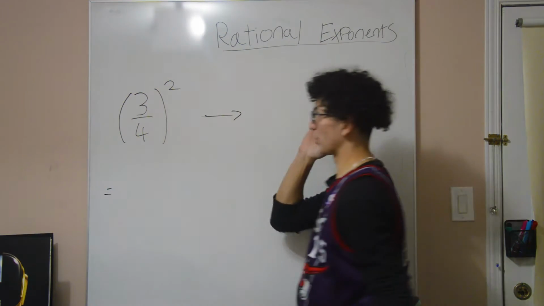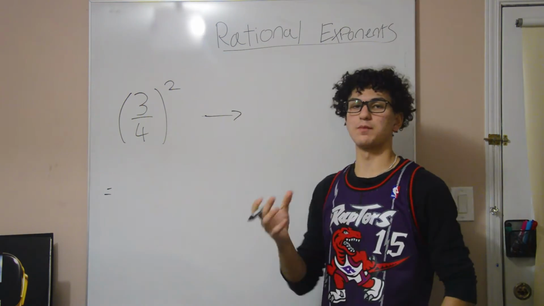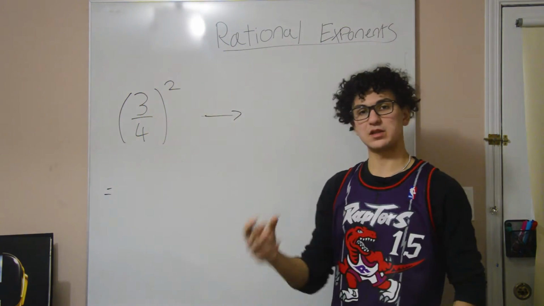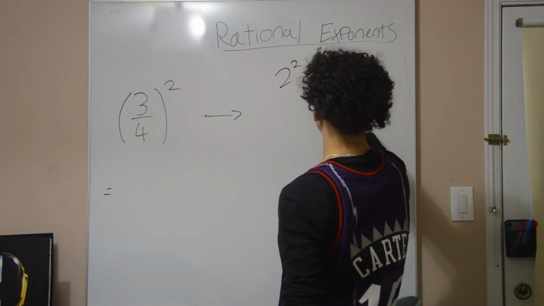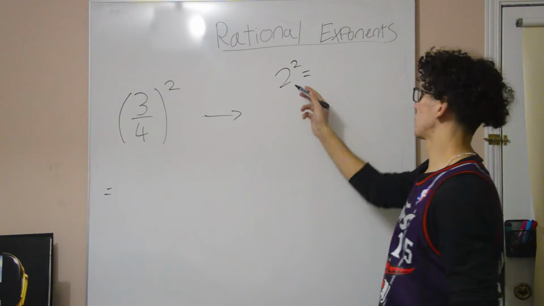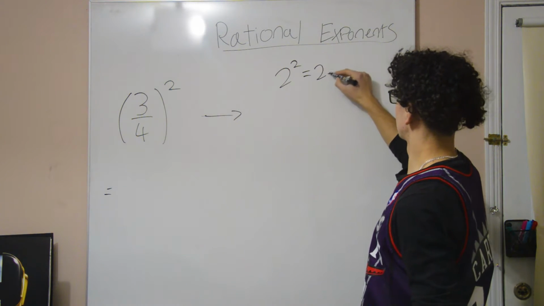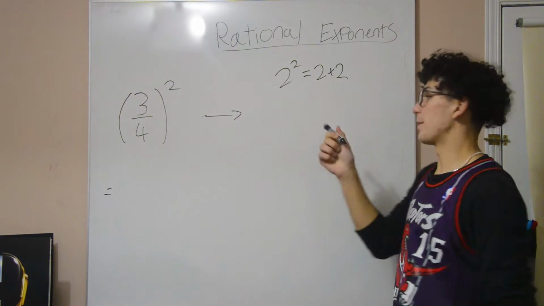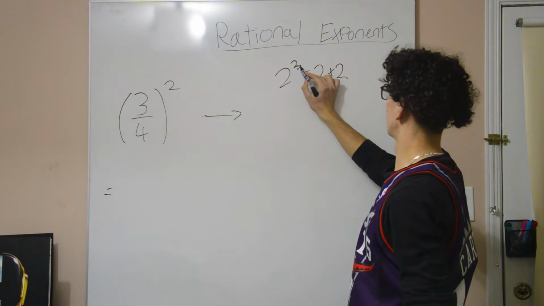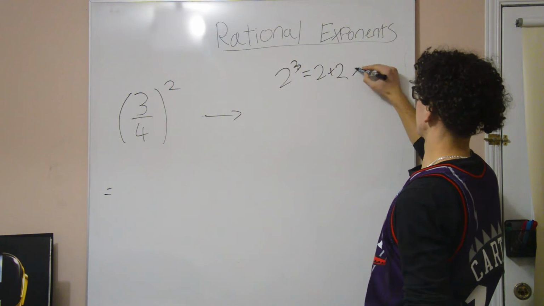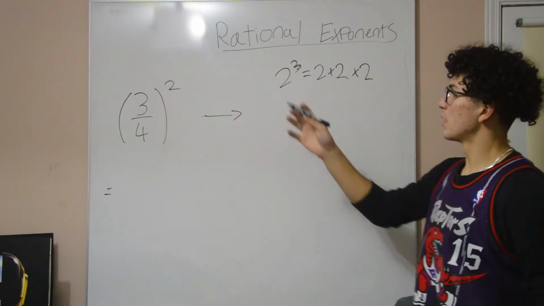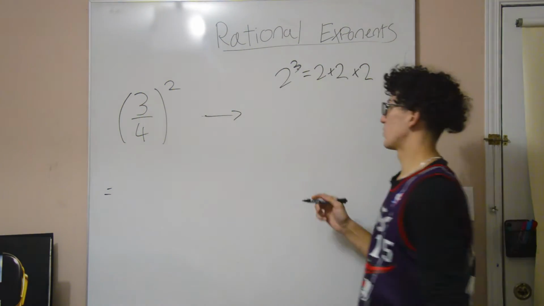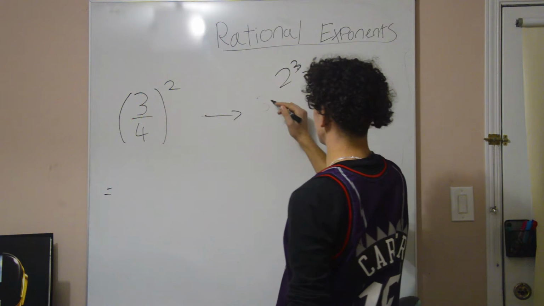Just a quick reminder, an exponent is multiplying something by itself that many times. So for example, if I have 2 to the 2, I multiply 2 by itself 2 times. If this was a 3, I'd multiply 2 by itself 3 times. That's all an exponent is. So when we look at exponents and fractions, it's basically just that.